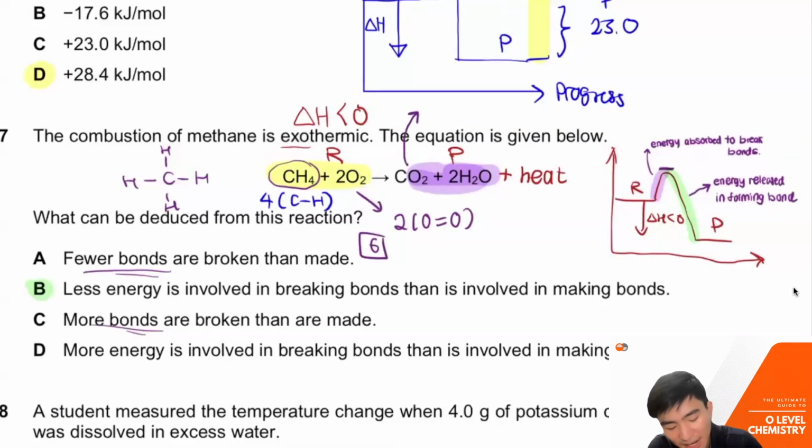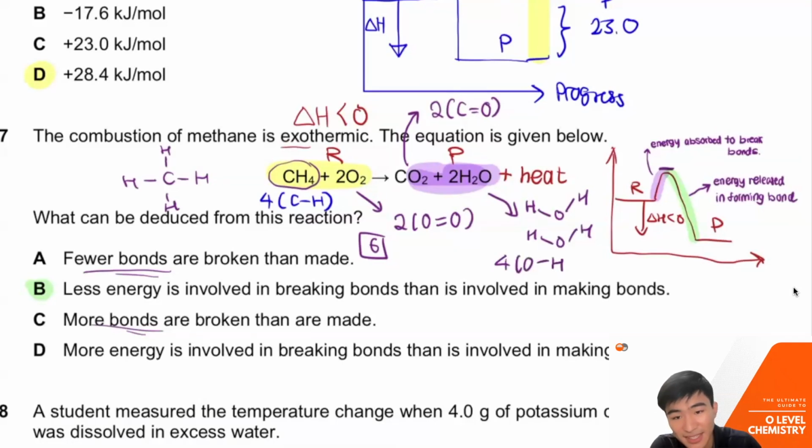Now, CO2, how does CO2 look like? CO2, remember, is 2 of the carbon double bond with O. Okay, now water is what? Water, you must be very careful. Water looks like that, right? And then the other water molecule looks like that, right? So total actually is 4 O-H bonds.